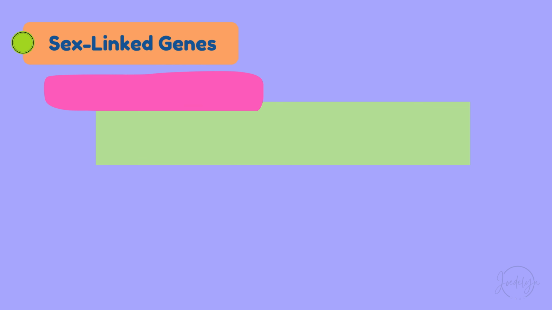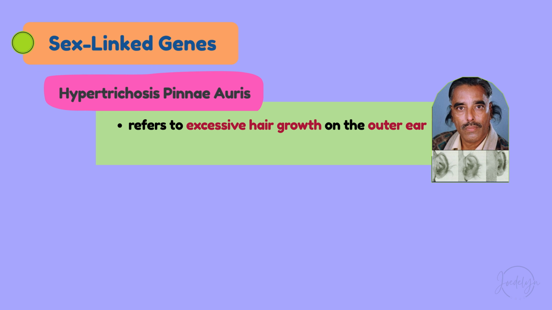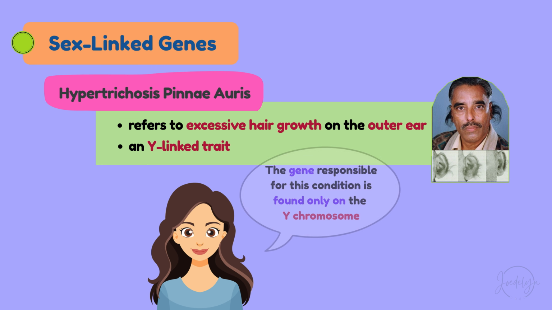Another sex-linked gene is hypertrichosis pinnae auris. This refers to excessive hair growth on the outer ear, and it's an example of a Y-linked trait. What does that mean? It means the gene responsible for this condition is found only on the Y chromosome.